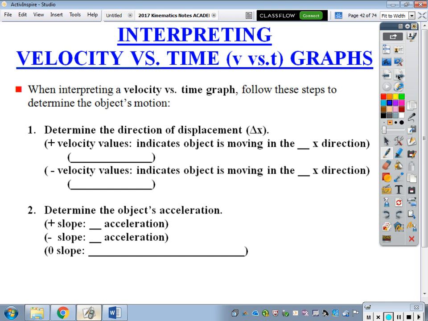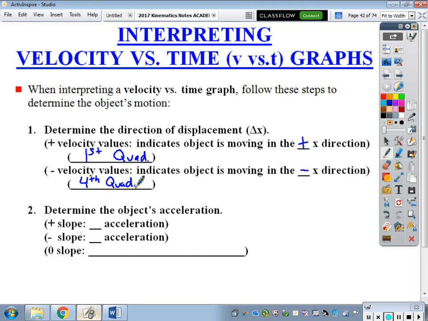Determine the direction of the displacement. Positive velocity values indicate the object is moving in the positive x direction. Well, how do we read that? How do we get positive velocity values? That's going to be anything in the first quadrant. Negative velocity values indicate the object is moving in the negative x direction. That is going to be a fourth quadrant graph.